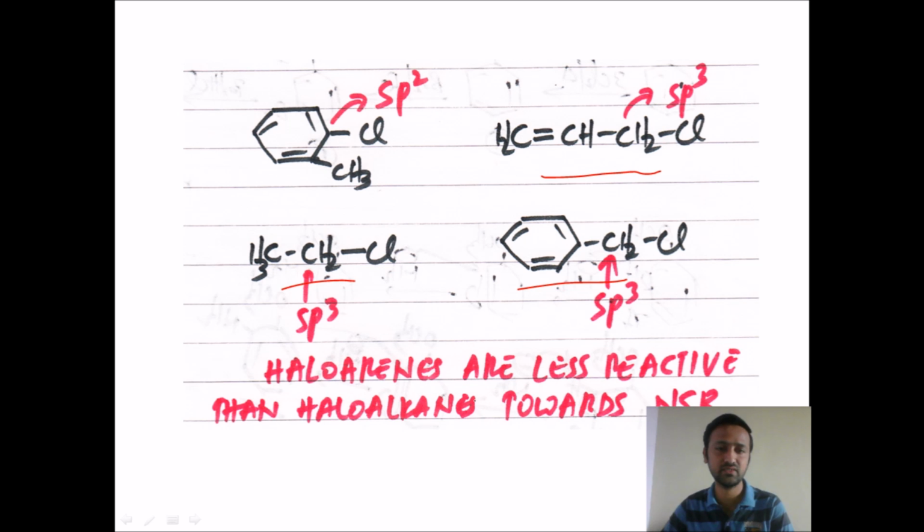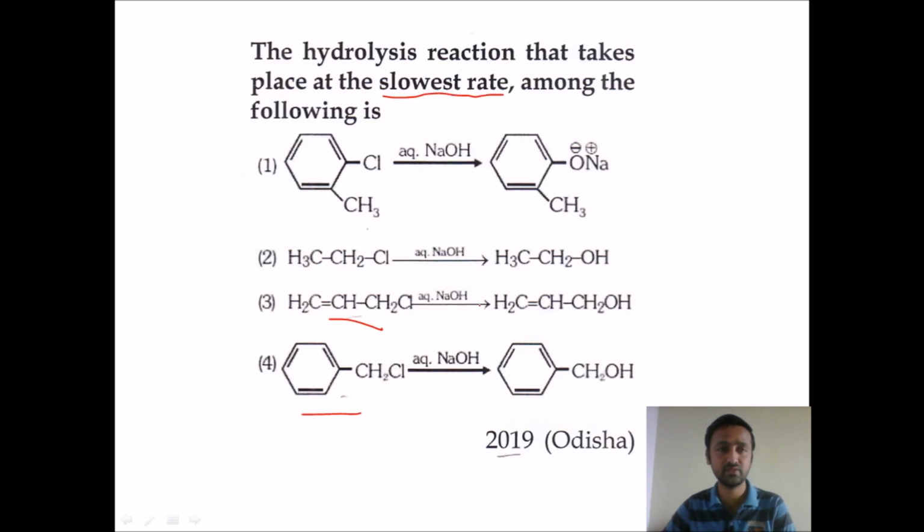Only one point is enough here to get the answer for this question. Haloarenes are less reactive than haloalkanes towards nucleophilic substitution reactions. So the right answer for the slowest rate they asked is the first option.